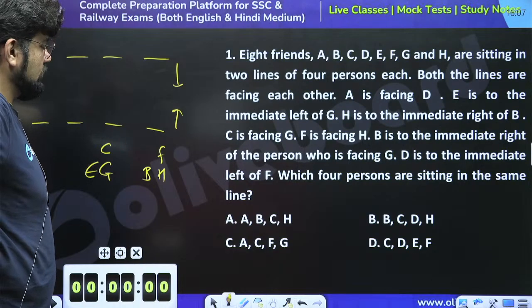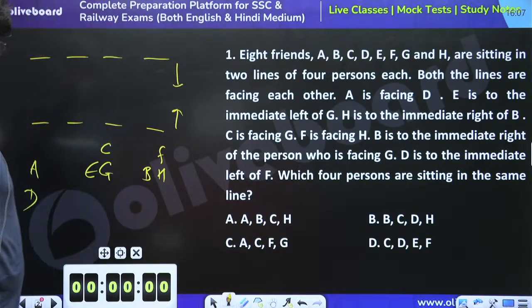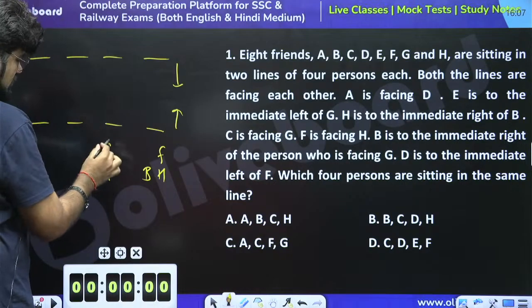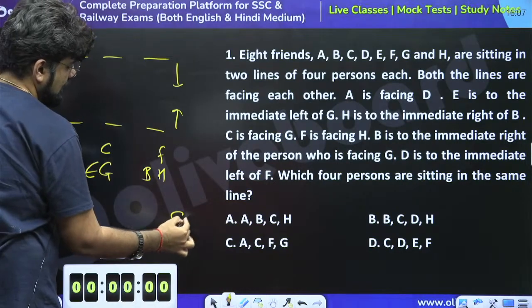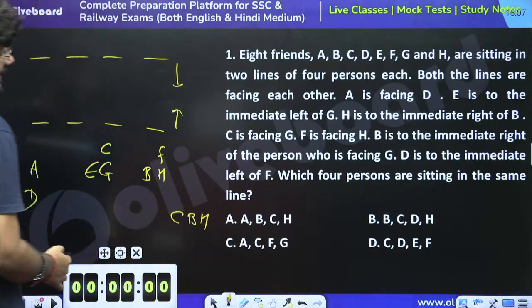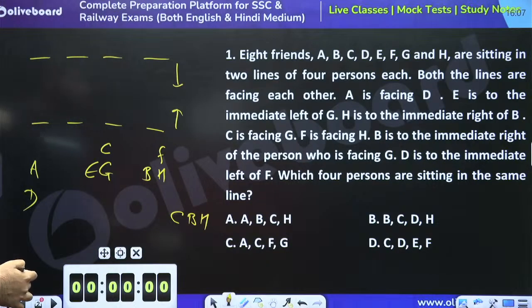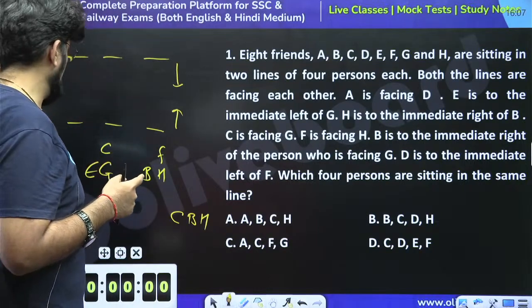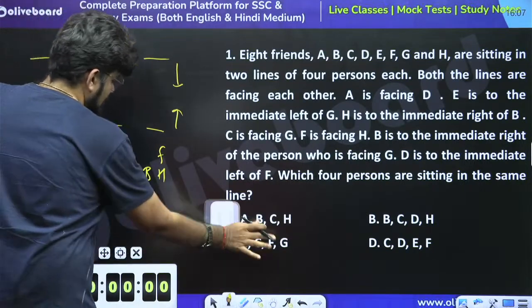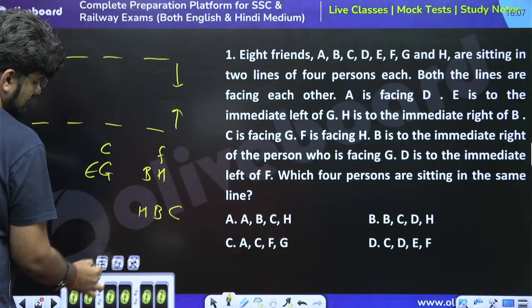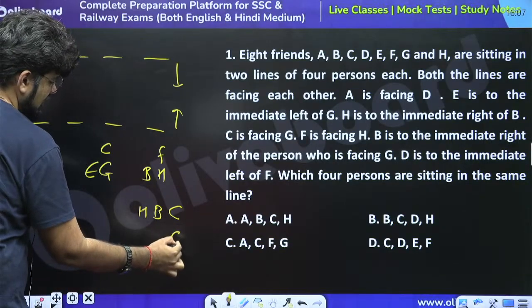B is to the immediate right of the person who is facing G. So C, B, H, they are together in one line. Okay. G is standing here. And in that case, B is immediate right of the person. And what about B and H? H is to the immediate right of B. So I think we'll write it like this: C, B, H. And in front of C we'll have G and E.